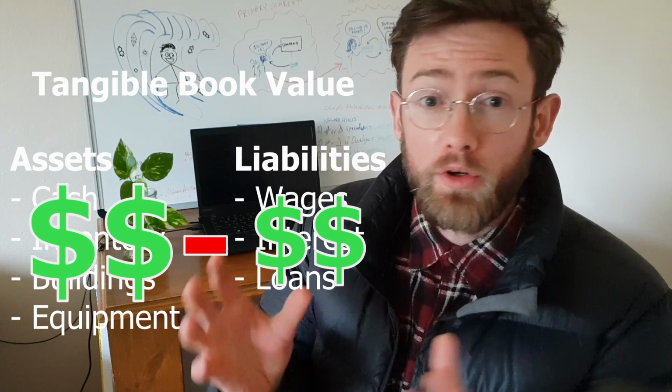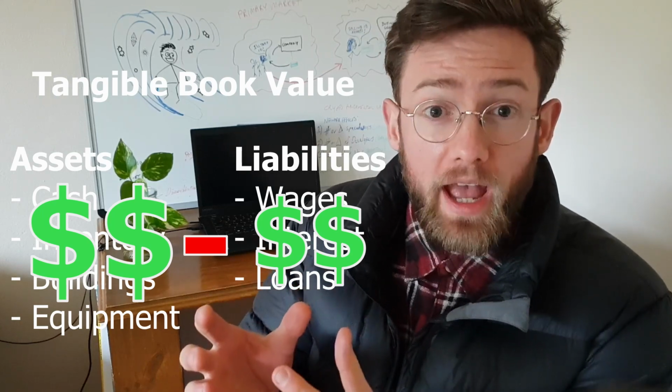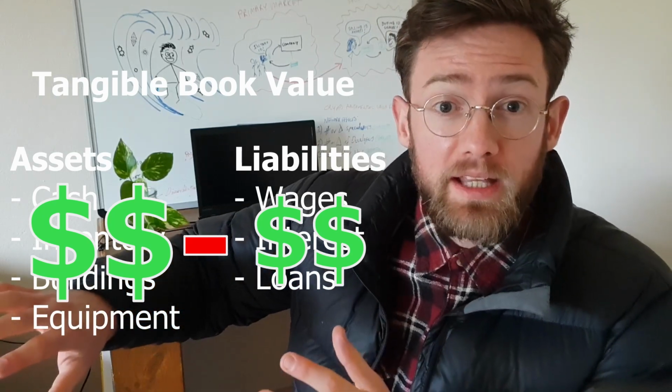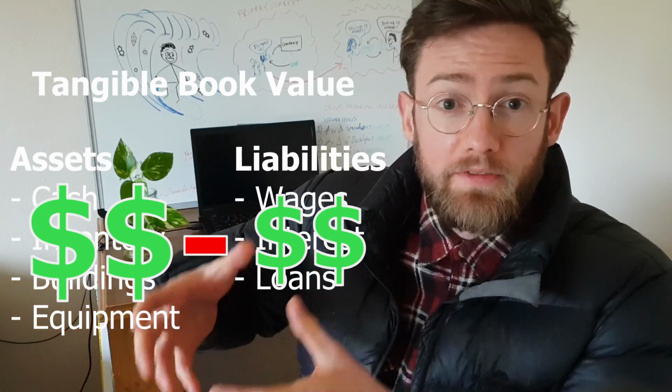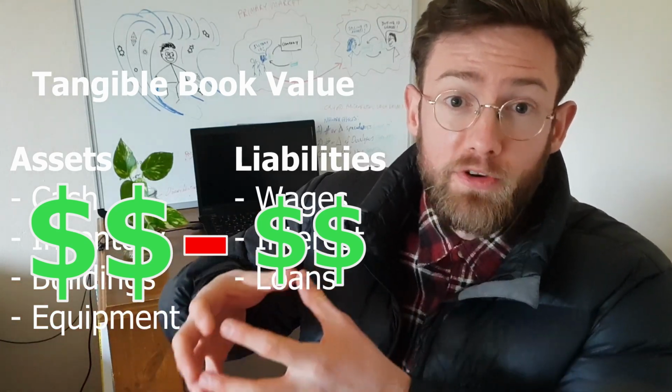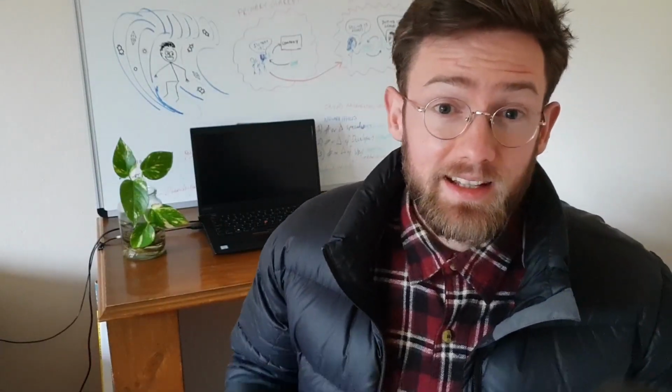So once you've sold off all the assets and you've just got cash, and then you've paid back all the money that the business owes, what's left over is the tangible book value. So let's take an example.